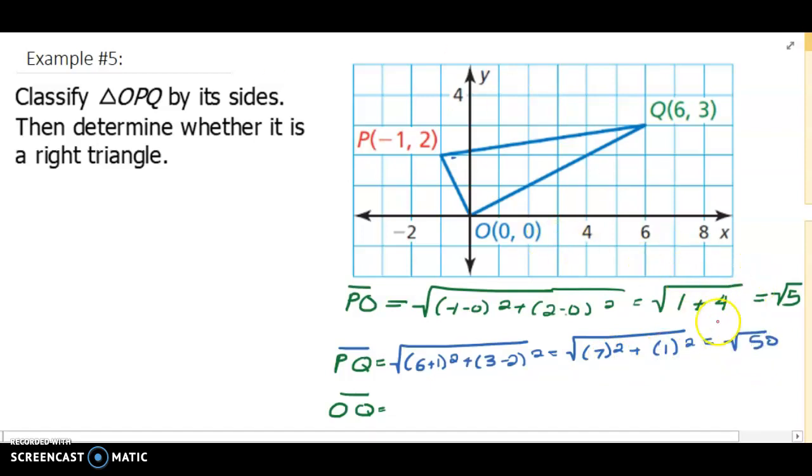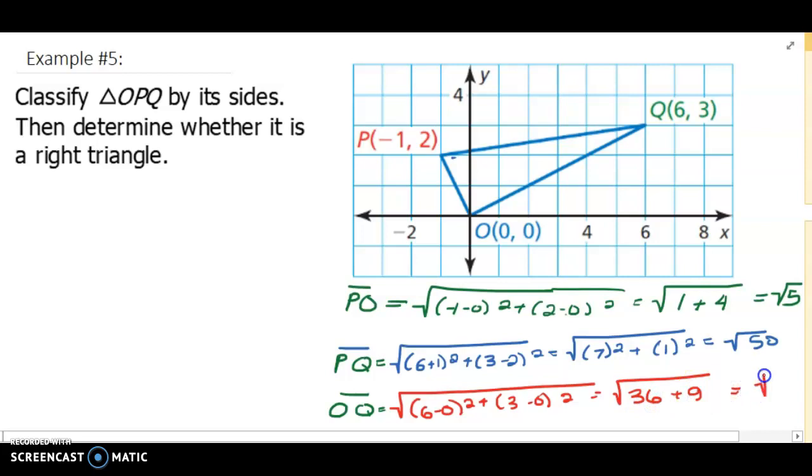Guys, I'm not going to worry about simplifying this right now. And then OQ would have the square root of 6 minus 0 squared plus 3 minus 0 squared, which equals 6 squared is 36, 3 squared is 9, square root of 45. So as you can see, all of these are different, and therefore, when I talk about classify it by its sides, this is a scalene triangle.